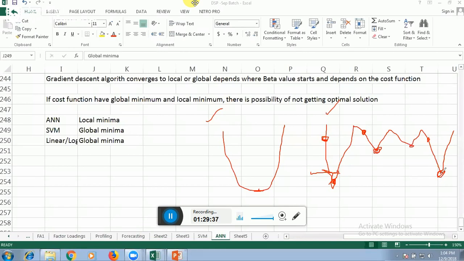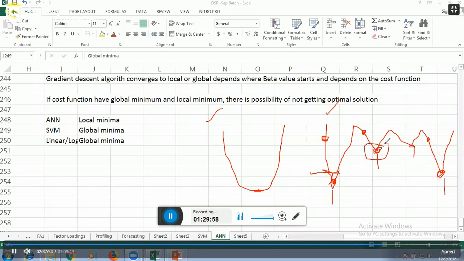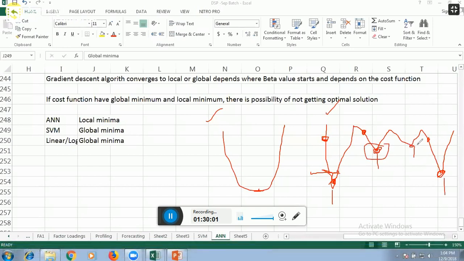Yes, but suppose my beta starts from two positions. Is it possible? That's possible. That's exactly what I'm saying: you may get this as a final solution, or this, or this, depending on where your beta started. So when you build a model, you may get this as a solution, or this one, or this one. That means you cannot guarantee that whatever solution you got is the minimum.